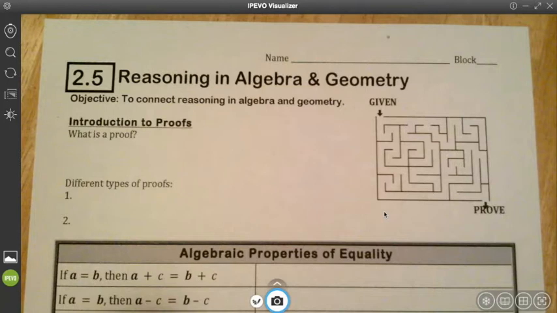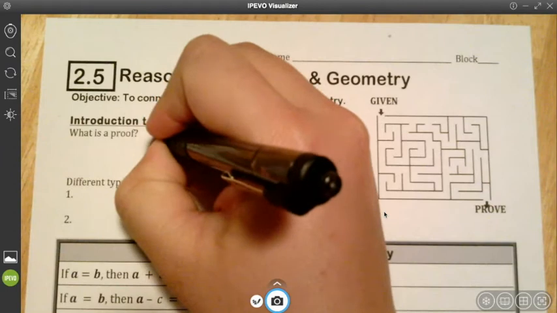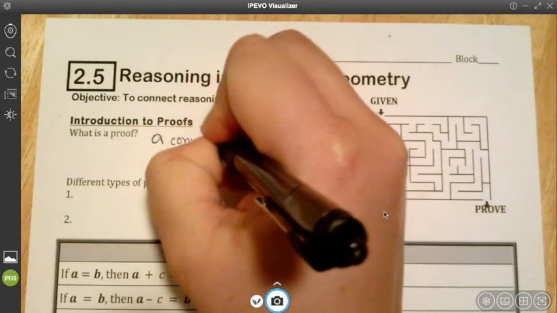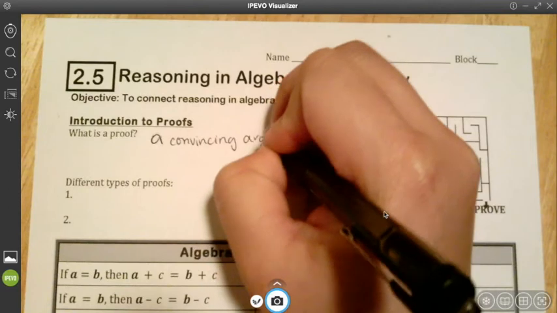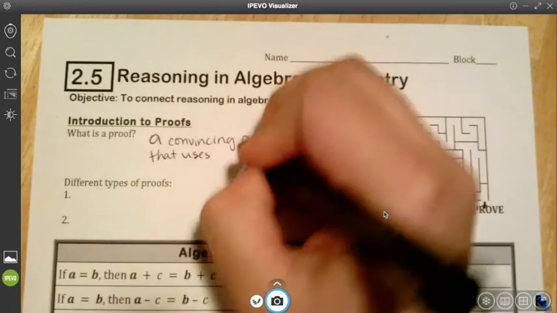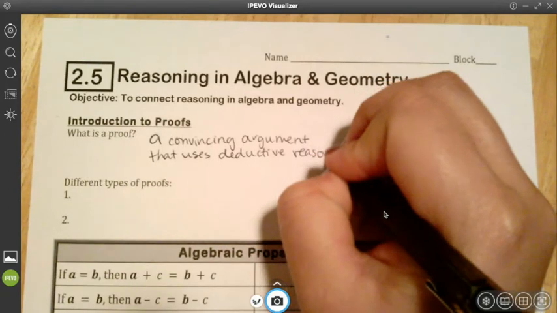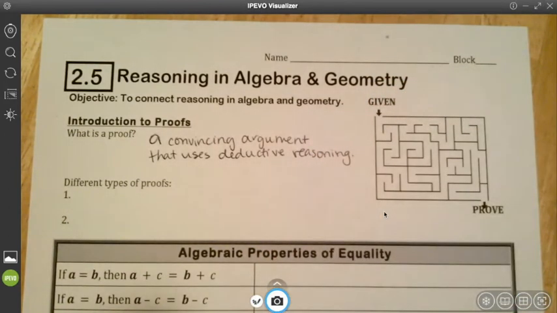So what is proofwriting? A proof is a convincing argument that uses deductive reasoning. Essentially, a proof is using only logic and reasoning in order to come to a conclusion. So we'll see several examples. There are 2 different types of proofs, and in this class, we're only looking at the first one.